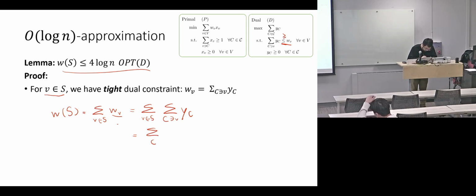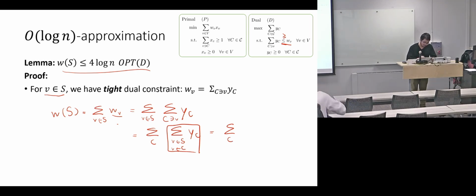over all C, and then V in S and V is in C. So what is this? It's just the primal of all the... Exactly. Just sum the same thing again and again.